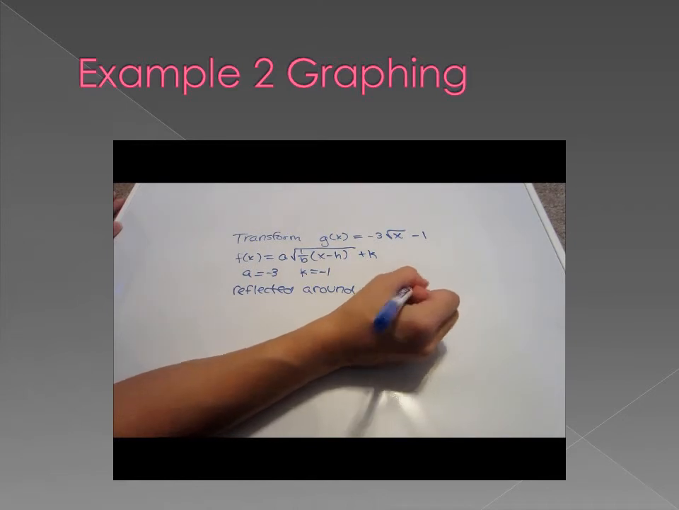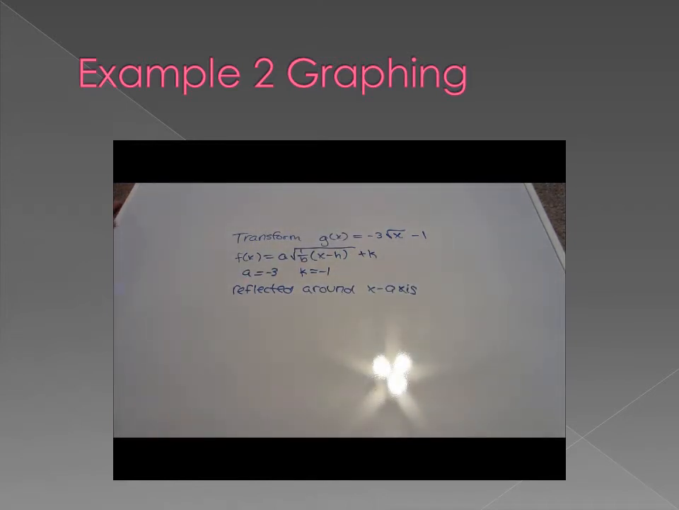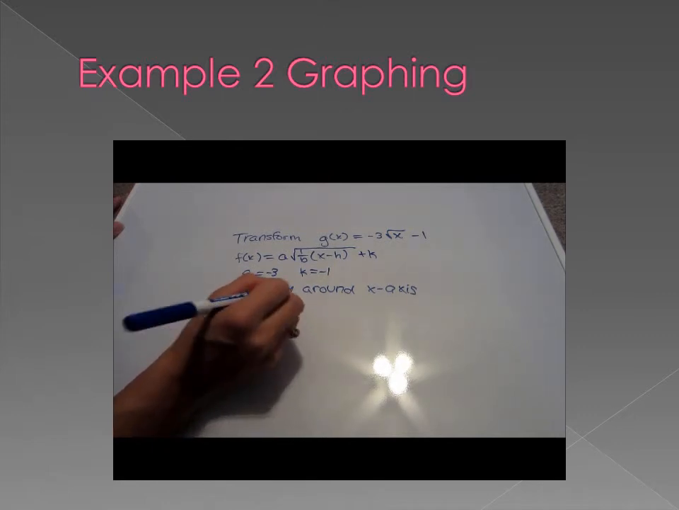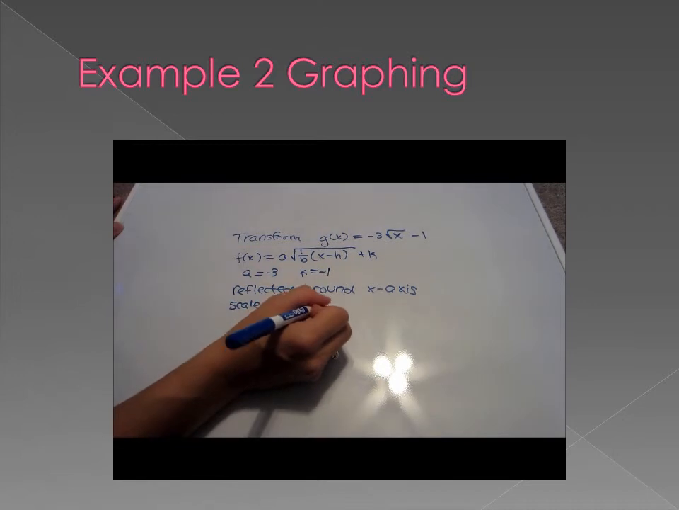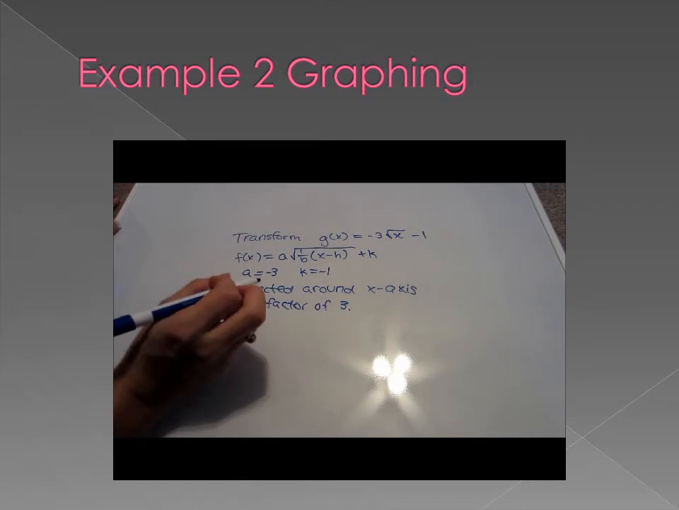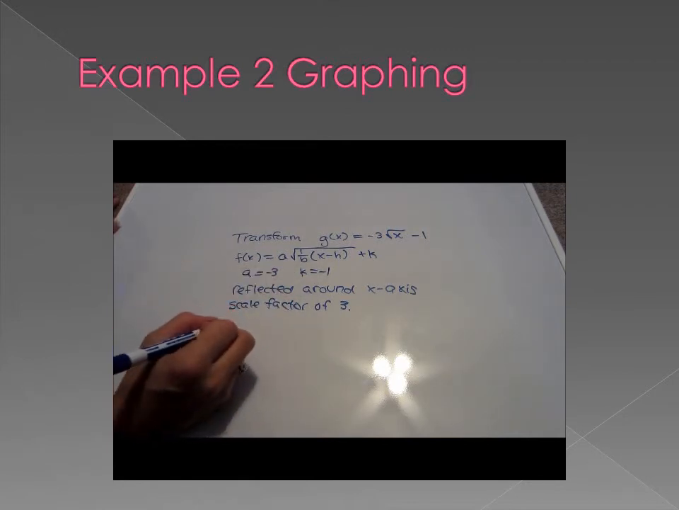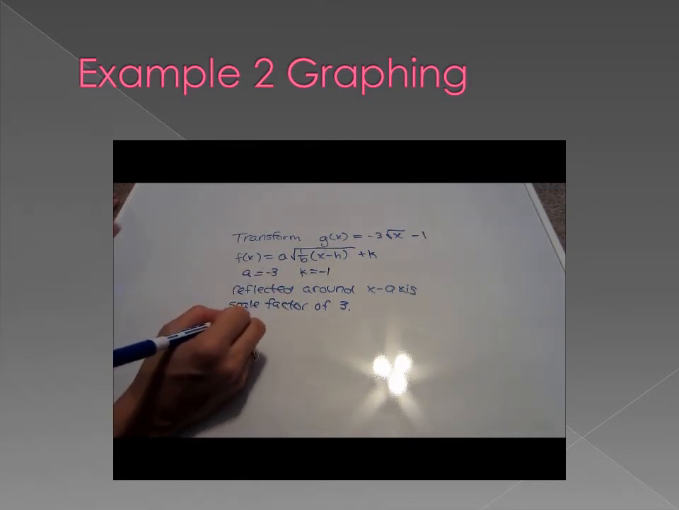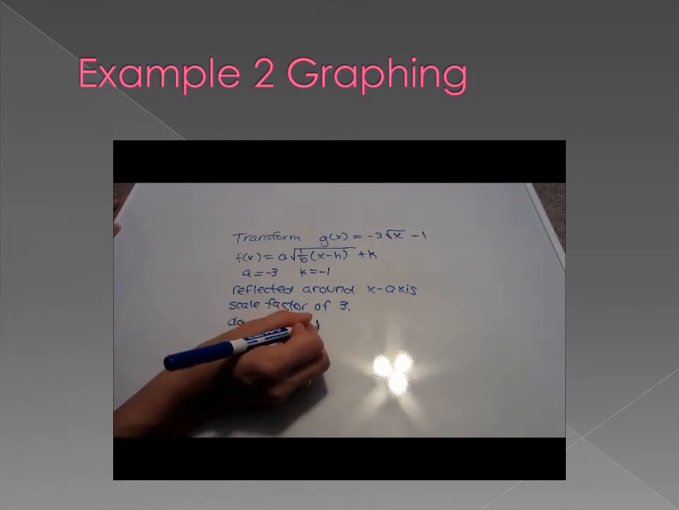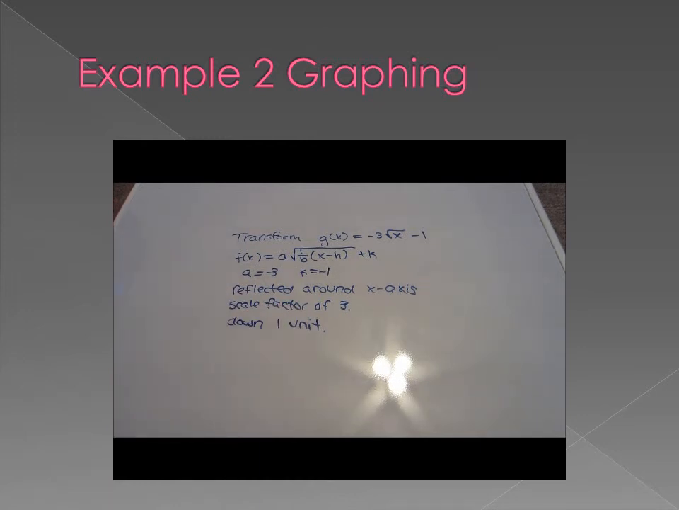And remember, that means it's flipped upside down. We're also multiplying by a scale factor of 3. So we have a scale factor because remember in the previous two examples, our negative was a negative 1. Now we have a negative 3, which means we have to multiply all of our points by 3. And k is negative 1. Since k is negative, we're going to be moving down 1 unit. So go ahead and try your graph for this one and check your answer with the next slide.